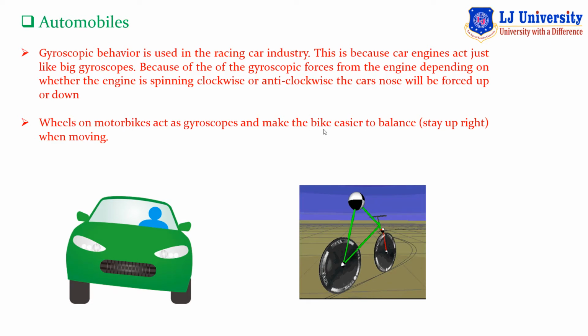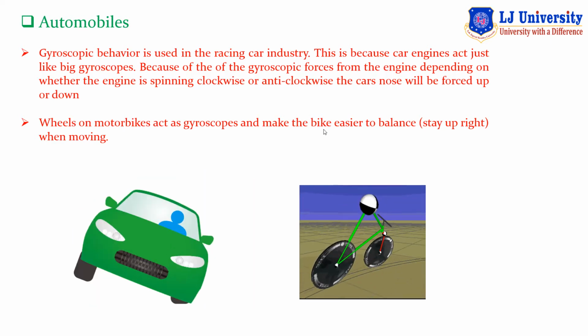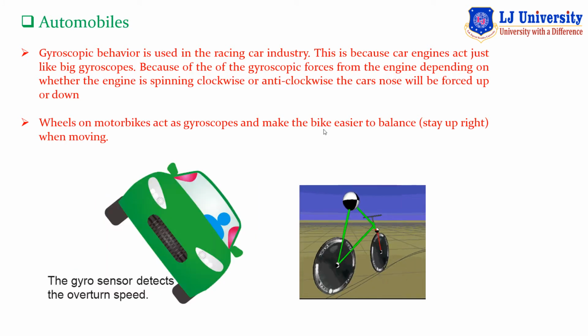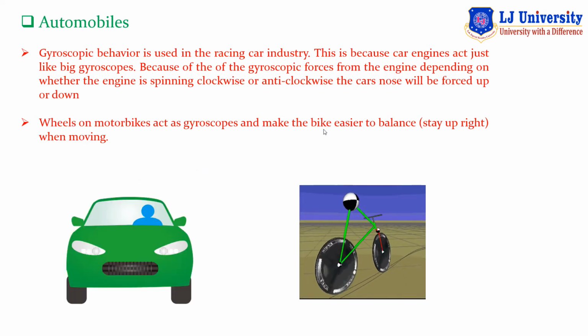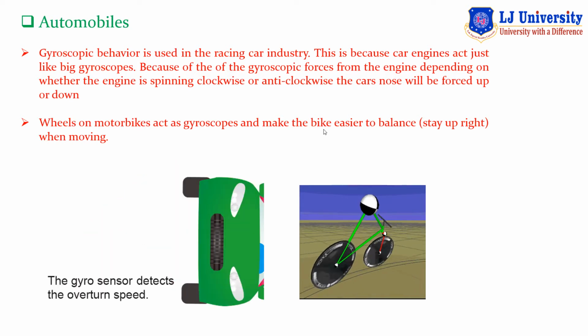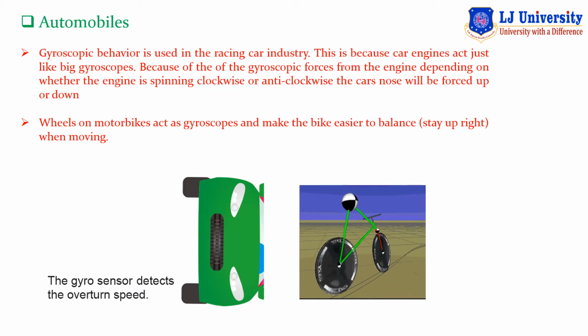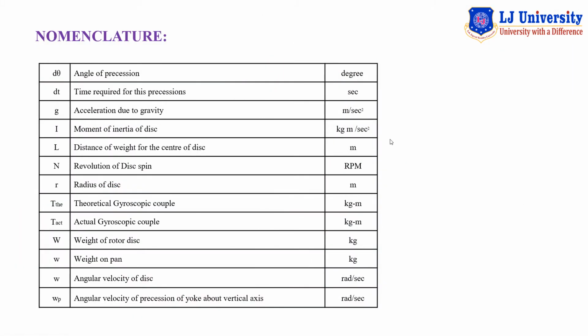So the wheels on a motorbike act as a gyroscope. I already said that any body having a rotating disc can be considered a gyroscope. When we discuss a motorbike, the engine as well as the wheel are considered rotating discs. That's why we consider a bike as a gyroscope. So a gyroscope is used for balancing purposes in aeroplanes, ships, four-wheelers and two-wheelers.